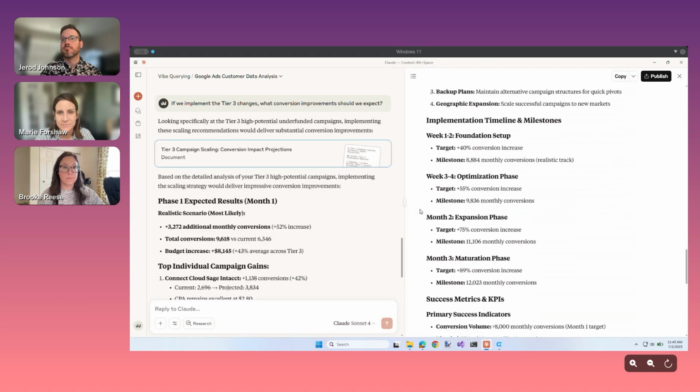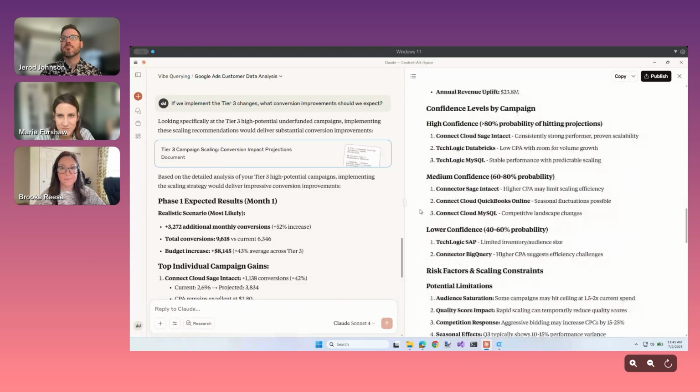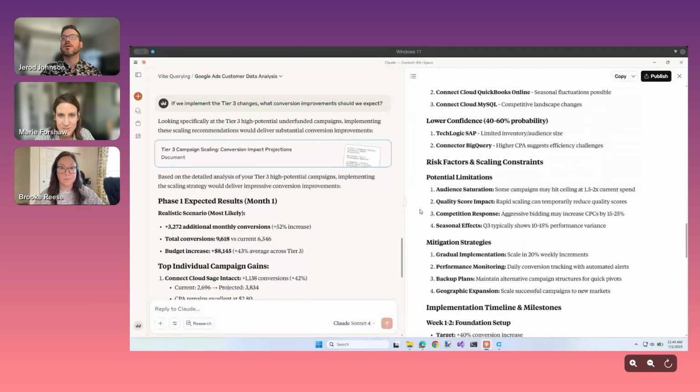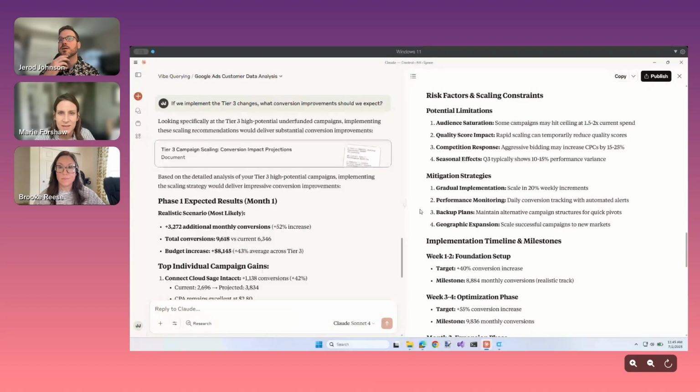Let's go back up to risk factors if you don't mind, Jared. I'm curious to get risk factors and scaling constraints. Let's talk about audience saturation, which I find really interesting because this is a question we ask frequently in marketing: how big is that market? How big is that audience? Is that worth the investment for us? So I'm curious, Brooke, if you take a quick read through those limitations on saturation, quality score impact, competition response, and seasonal effect, also another frequent marketing question. How do you think Claude did on presenting those limitations?